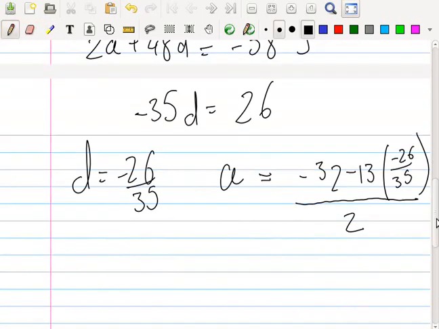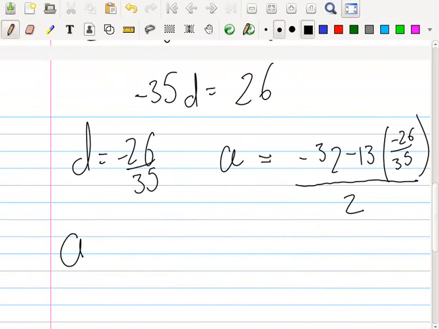Sadiq, tell me please, what's the a here? That's 32. What is it? Minus. Thank you. Right, so that's the A and the D.